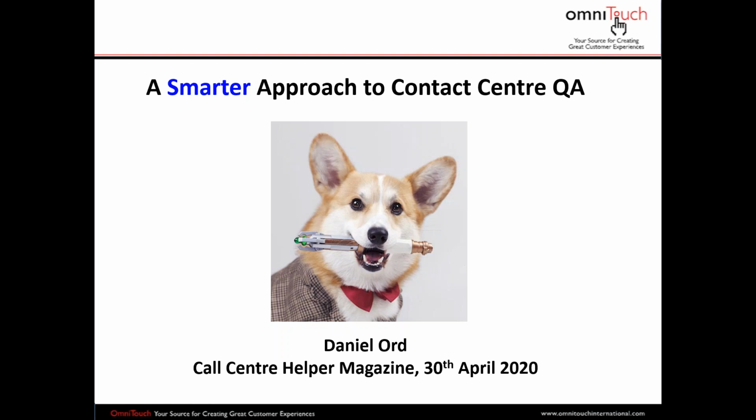And so what I've done with this short presentation is I've come up with 7 ideas on how to make your QA program, I hope, a bit smarter. So we're going to walk through these one by one. So here we go. Number one.